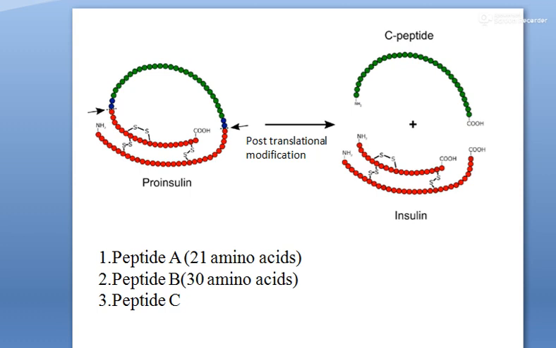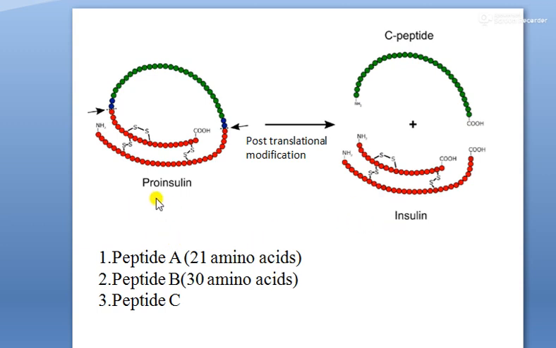We can convert the proinsulin into insulin by post-translational modifications. By this post-translational modification, we can convert the proinsulin into the insulin form, that is, from the inactive form to the active form. And what is the major difference between proinsulin and insulin?